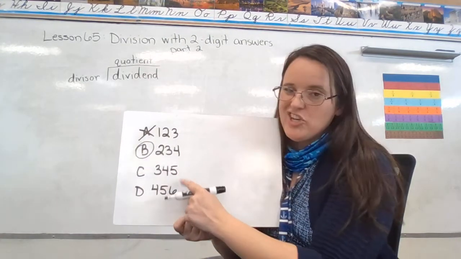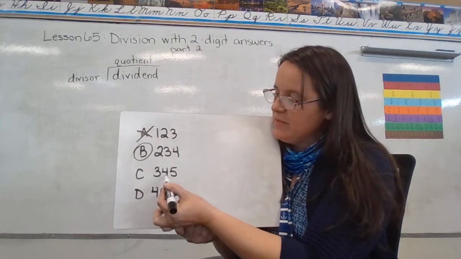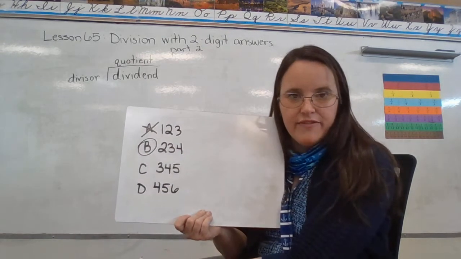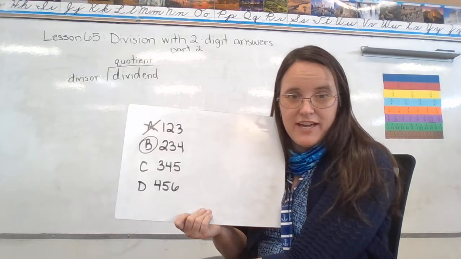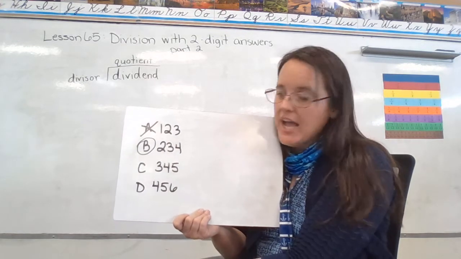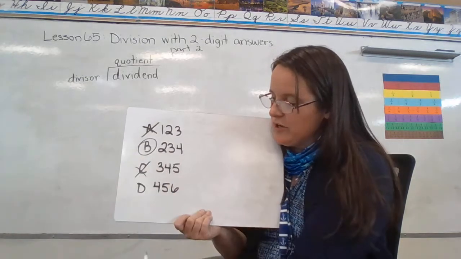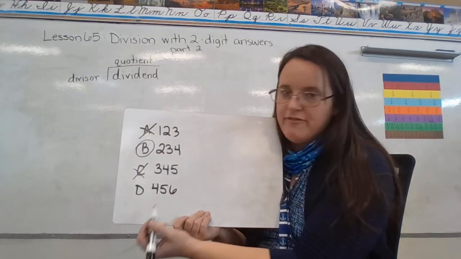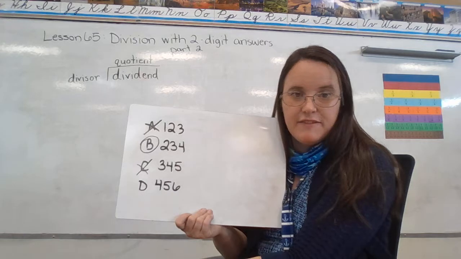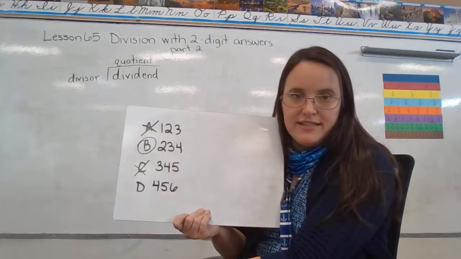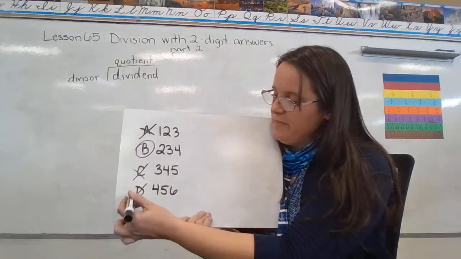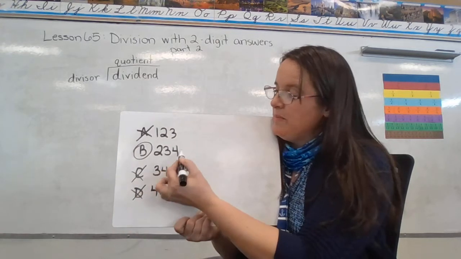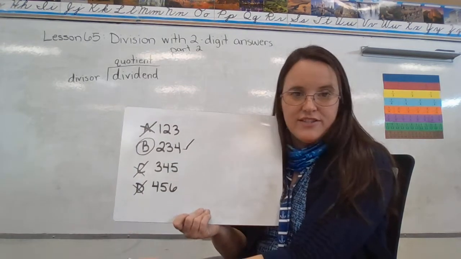Just to make sure, we're going to check these two as well. 3 plus 4 plus 5. That's going to give us 12. Can we do 12 divided by 9? Not evenly, so C doesn't work. 4 plus 5 plus 6, that's 15. Can we do 15 divided by 9? Nope, that one doesn't work either. So B is our only answer that works.